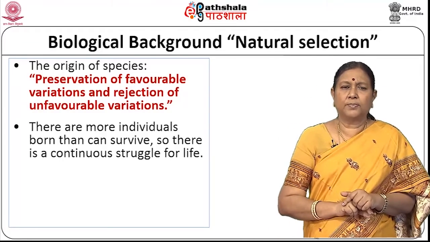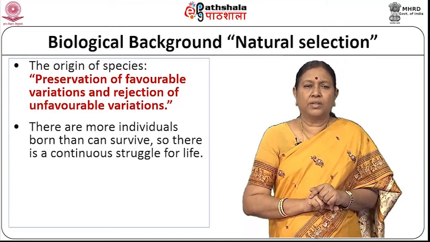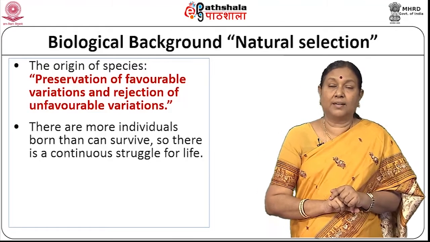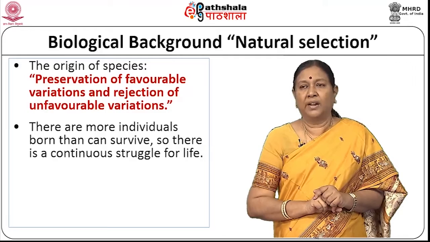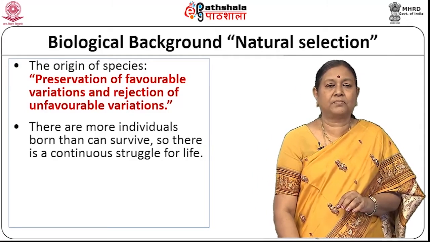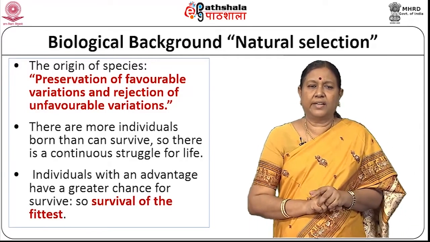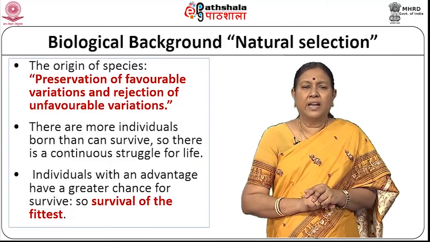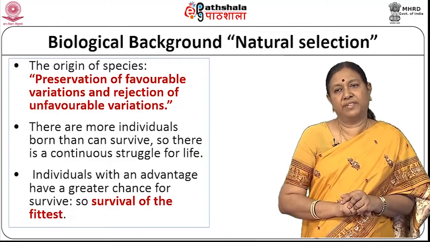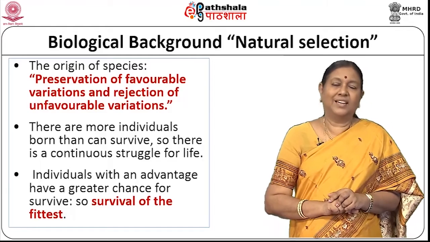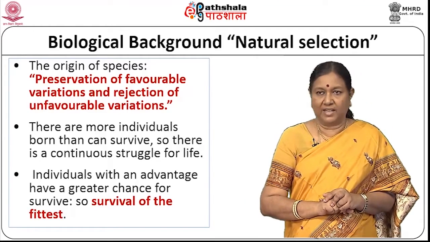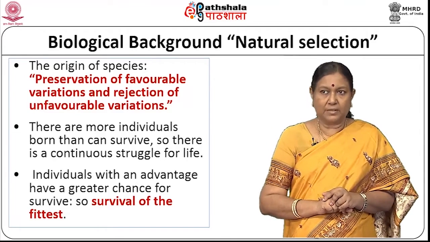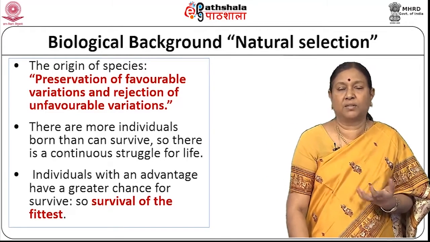There are more individuals born than can survive. So, there is a continuous struggle in life. It is not that all individuals who are born can survive; it depends on whether it is a favorable variation. Individuals with an advantage have a greater chance to survive, and this is called survival of the fittest. So, people who are very fit will survive, the rest of them will die down. That is the survival of the fittest policy, which again we will be using as a core for the genetic algorithm.